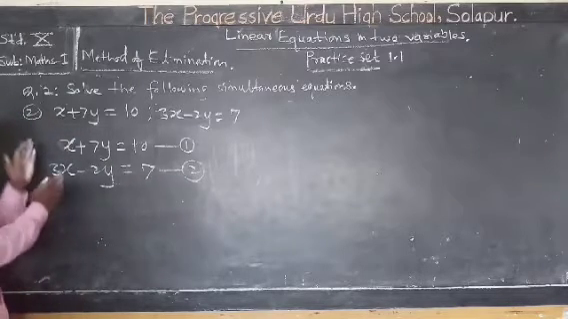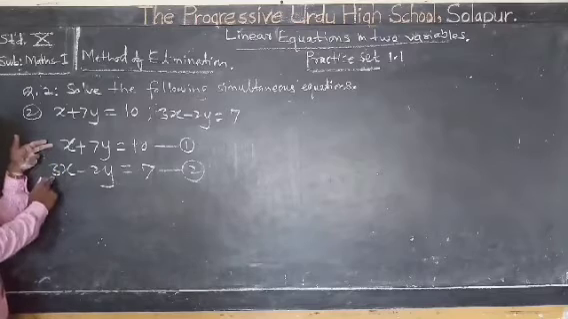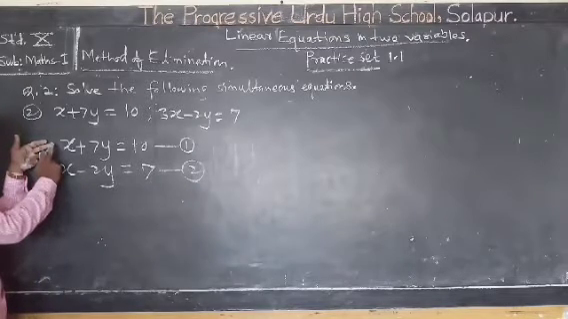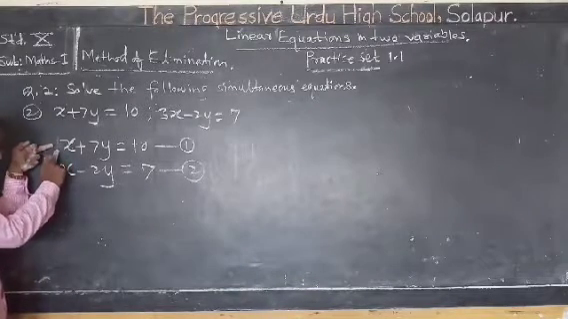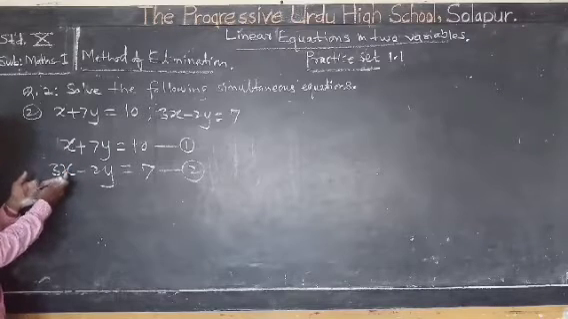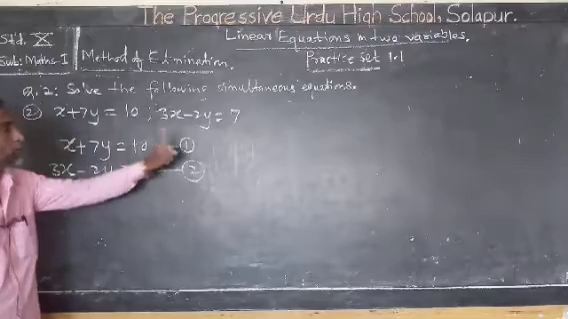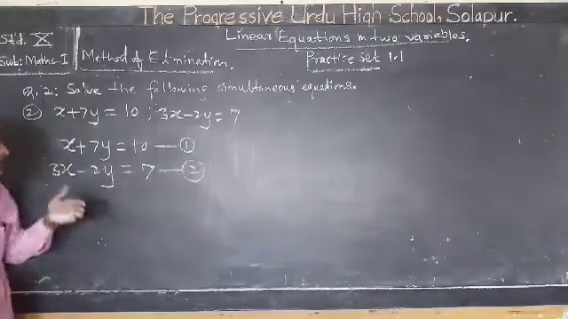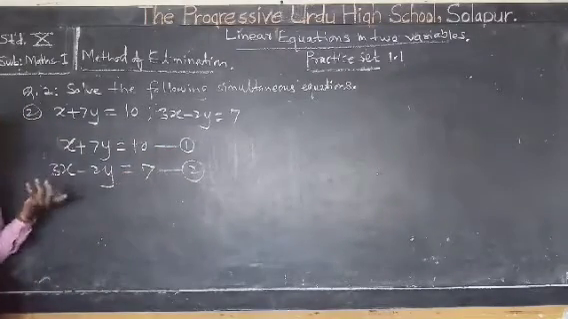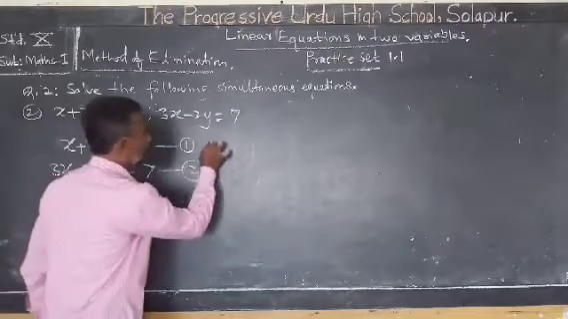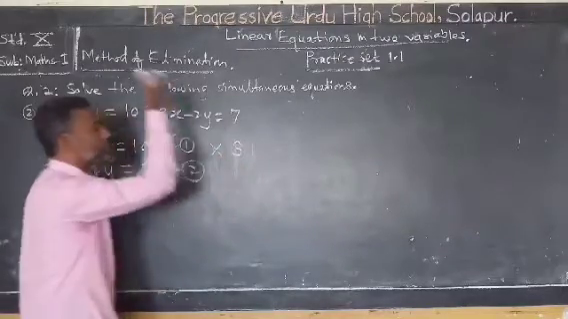If you observe the coefficient of x in both the equations, in equation number 1, the coefficient of x is 1, and in equation number 2, the coefficient of x is 3. If we multiply equation number 1 by 3, the coefficient of x will become equal. Therefore, multiply equation number 1 by 3.